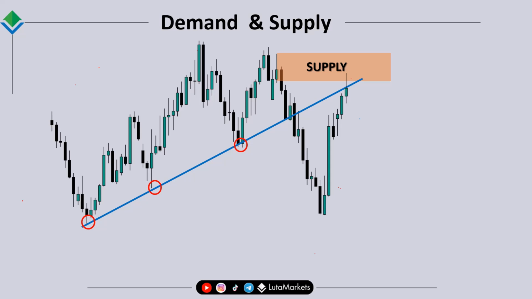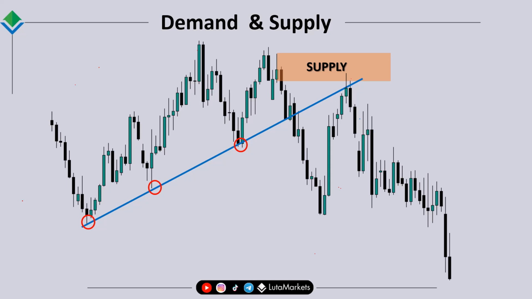Entry confirmation. Once price retests the intersection, look for bearish signals like a rejection candle, bearish engulfing pattern, or strong downward momentum. This combination gives you confidence to enter a sell trade with a tight stop loss above the supply zone and a favorable risk-to-reward ratio.